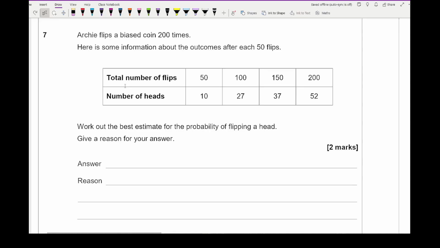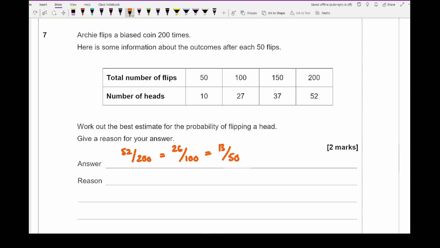Question 7, it says Archie flips a biased coin 200 times. Here is some information about the outcomes after each 50 flips. It says work out the best estimate for the probability of flipping a head. Give your reason for your answer. Well, the answer that you want to write is going to be 52 over 200, which I can simplify to be 26 over 100, which again simplifies to be 13 over 50.